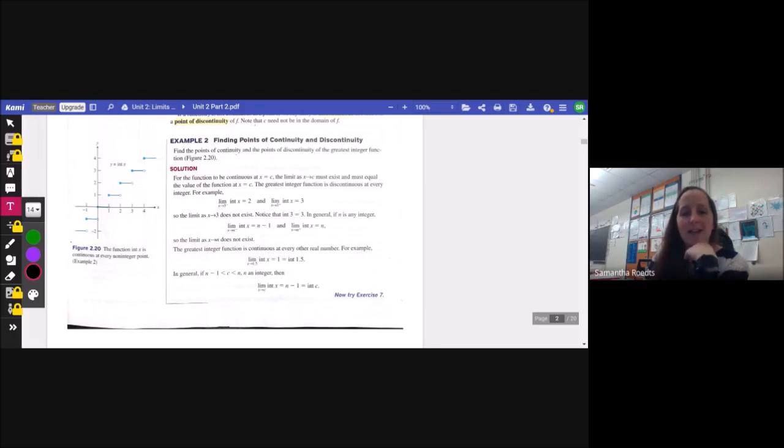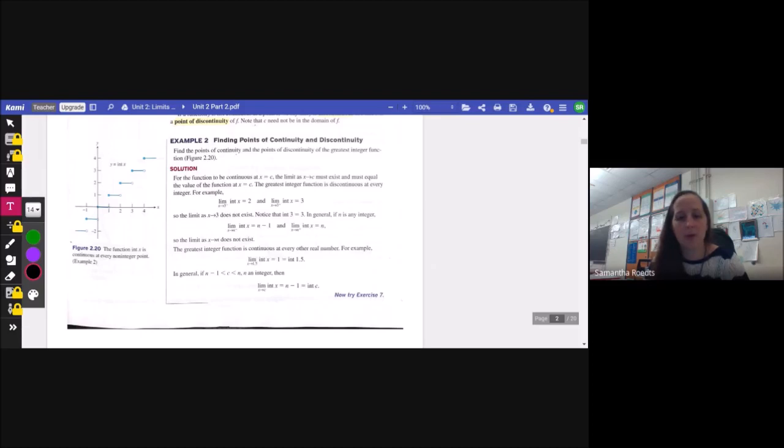In general, if n is any integer, the limit of int x as x approaches n from the left equals n minus 1, and the limit of int x as x approaches n from the right is n. So the limit as x approaches n does not exist. You can look at this because this is a step function, okay? So as I approach any of these from the right and then from the left, I get two different answers, so the limit doesn't exist. Okay?